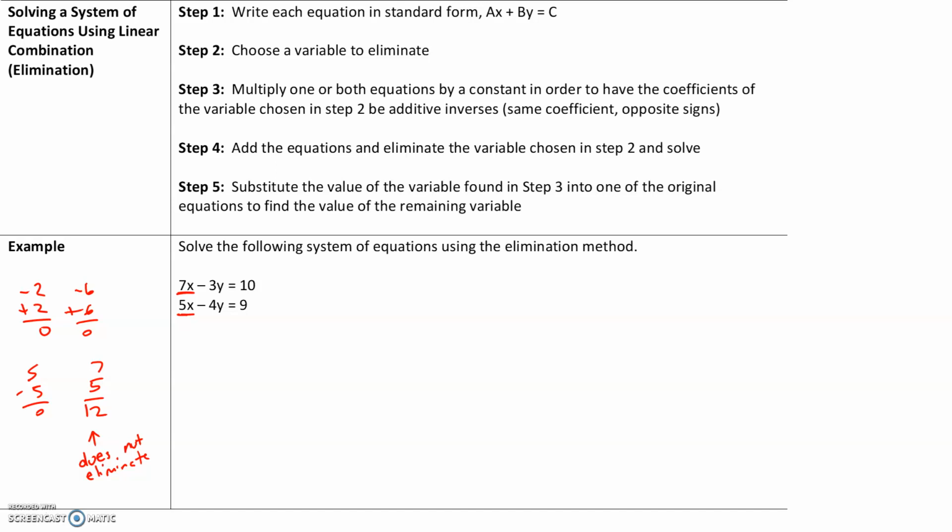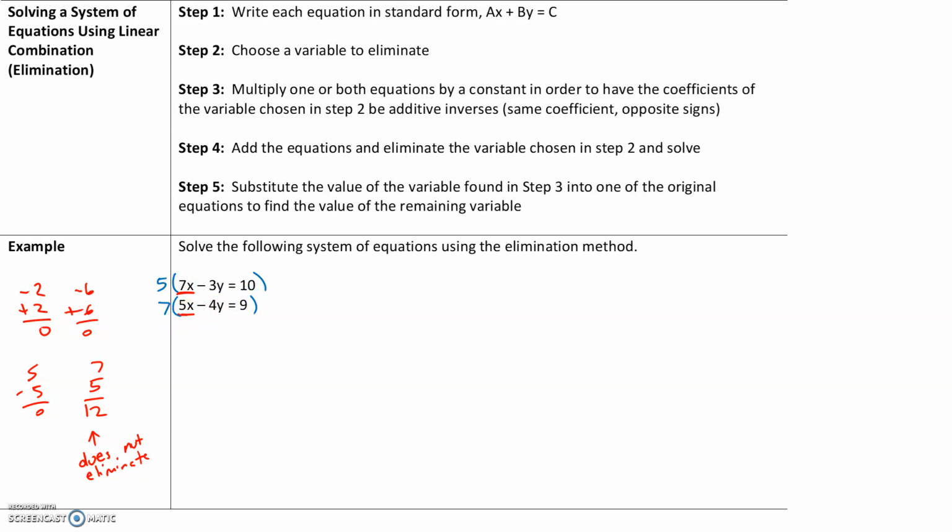So I chose the x's. The easiest way of doing this is that I'm going to multiply the first equation by 5 because the opposite coefficient is 5, and the second equation by 7 because the opposite coefficient is 7.